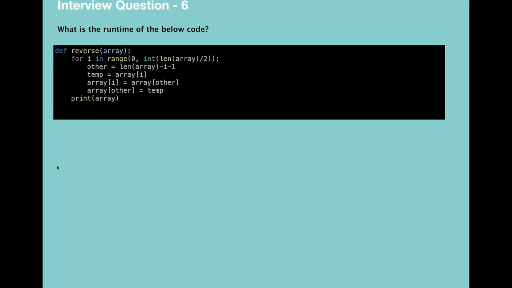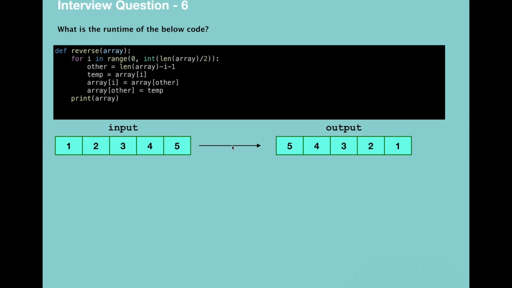Question number 6. Here is our code, and we need to find the runtime of this code. The method that we created here is responsible for taking an array as an input and reversing the elements of the array. For example, if we have an array of numbers from 1 to 5, and we run this function on this array, the output will be reversed.